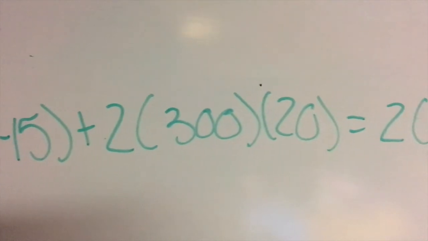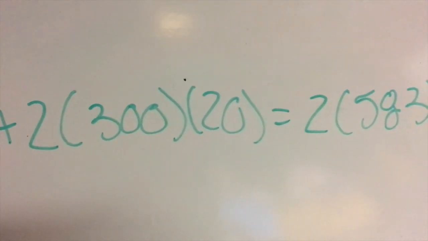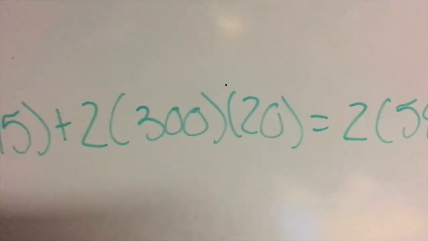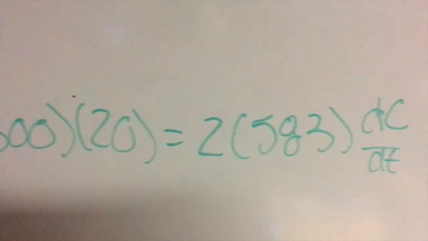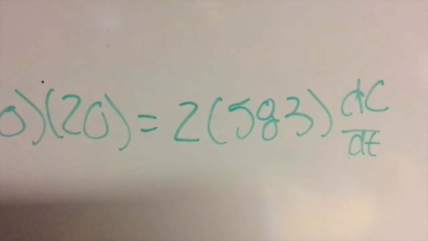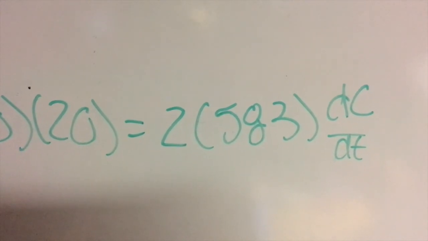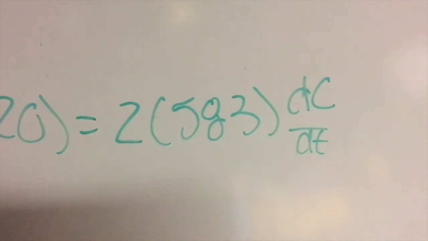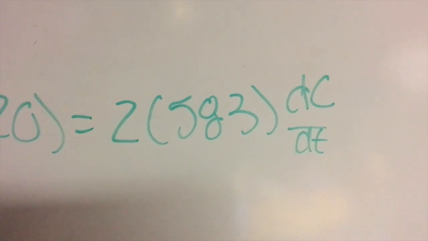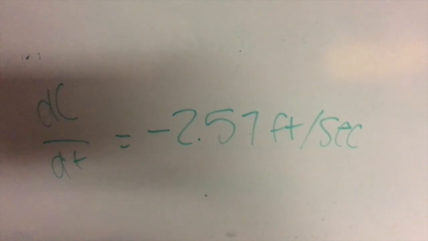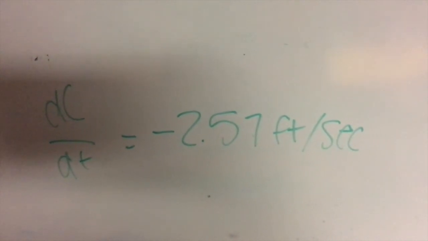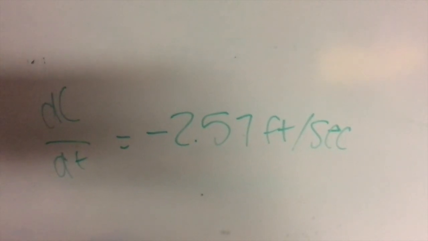And then we plug in Maria's numbers, knowing that she is moving 20 feet per second, and she is currently 300 feet away from the library. And we know that the distance between the two, which is solved for using C, is 583 feet. And we are solving for dC over dt, and the value comes out to negative 2.57 feet per second, which is the rate at which the two are moving away from each other.